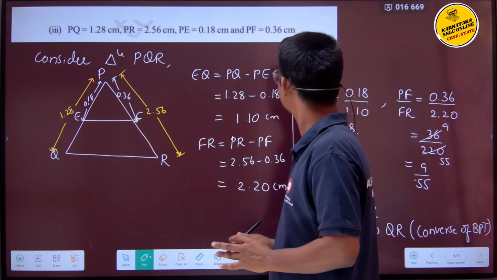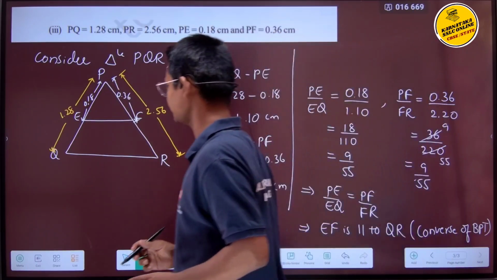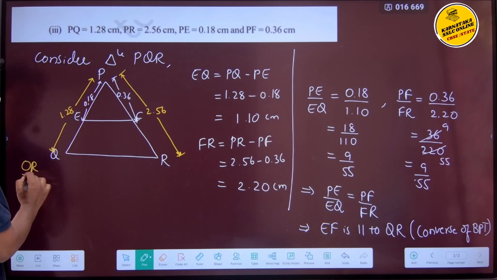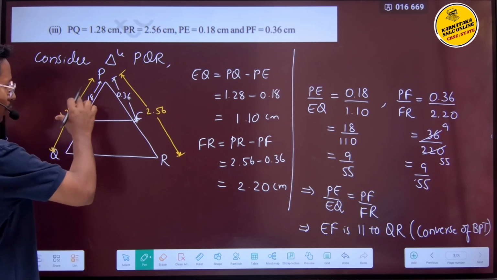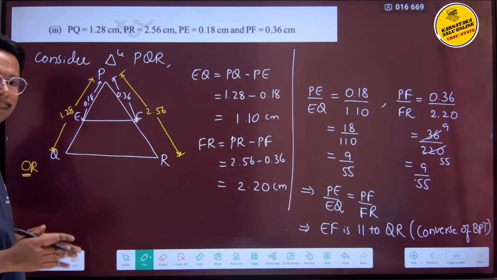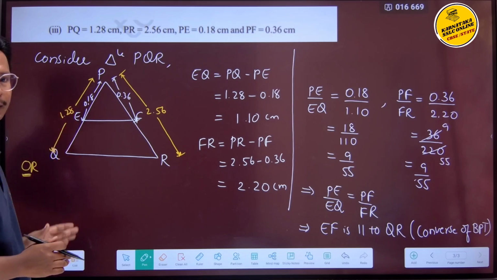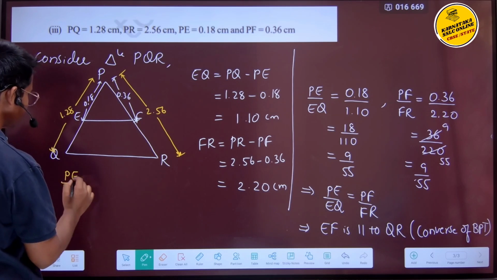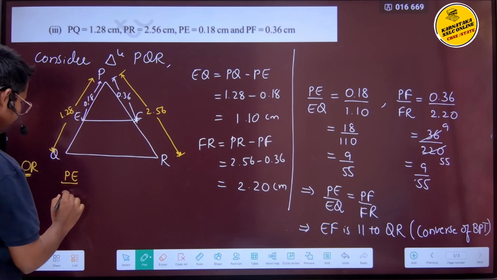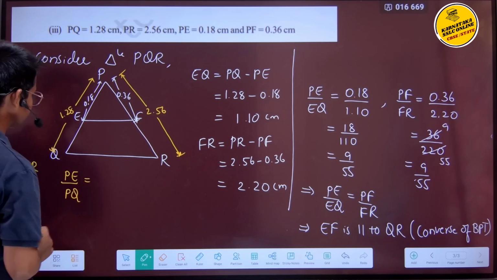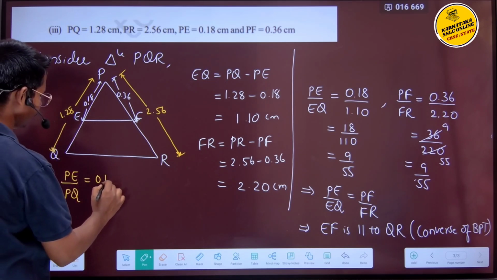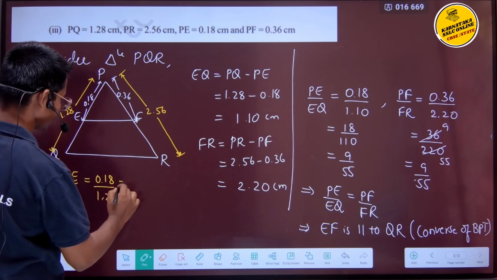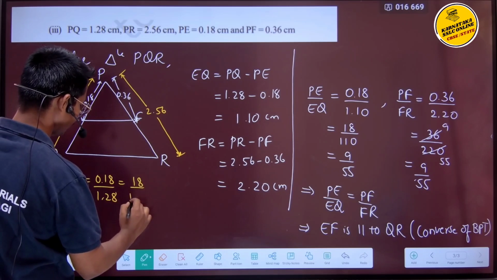So the other way is, you can even take ratios of smaller by whole. That is also actually part of BPT. By adding 1, you are going to get that result. So you can write a part, nothing but PE is a part of the complete side PQ. So PE by PQ, we'll check first. PE is 0.18, PQ is 1.28. So again you can write simply 18 by 128.